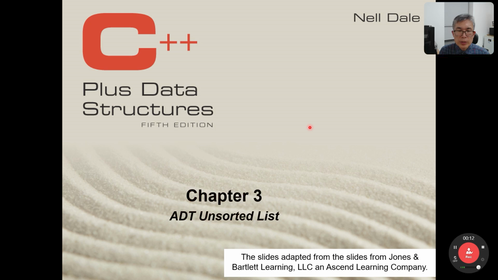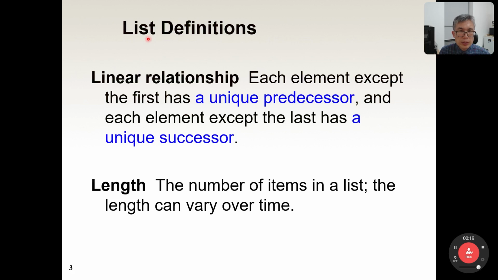Today I will explain Chapter 3, ADT Unsorted List. Let me define a list first.